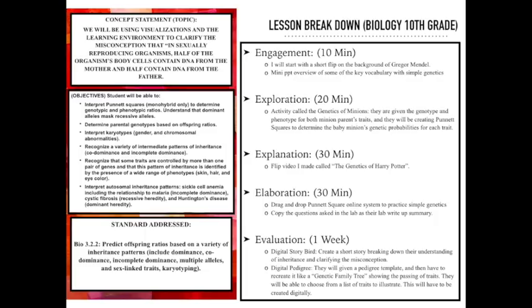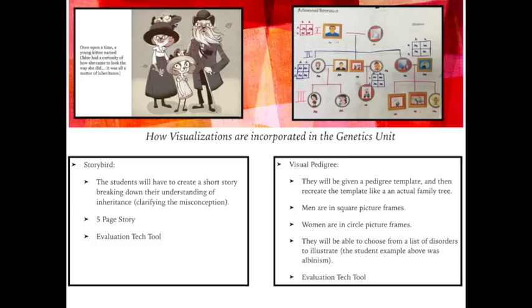They're then going to go into a drag and drop Punnett square online system to practice simple genetics and copy the questions asked in the lab as their write-up summary. And this is going to be a great way for them to see every trait that they analyze has influence from both parents. Now the evaluation portion of the lesson I feel is going to take about 1 week to complete. And this is going to be the storyboard and the digital pedigree. And I'm going to specifically go into these two tech tools on the next slide where visuals are present.